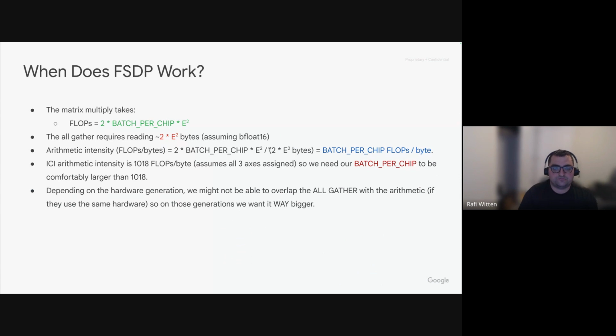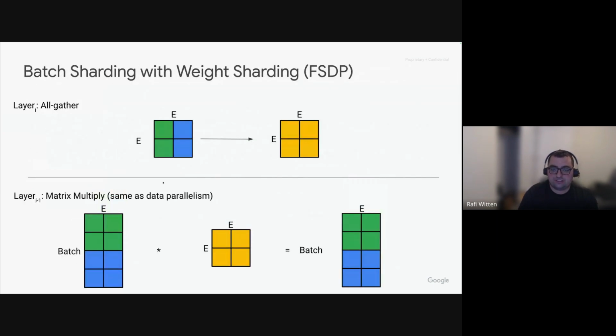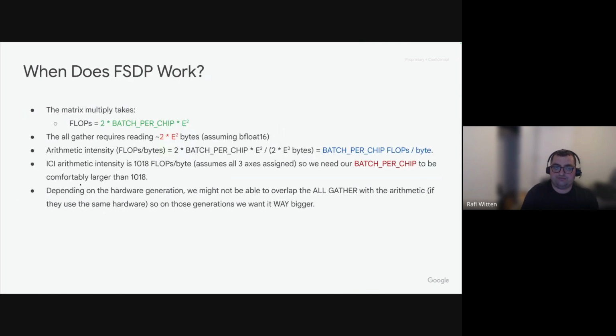So as long as we have our batch per chip bigger than 1,018, we can fully stay flops bound and be fully embarrassingly parallelizable, right? At the same time we do these 2 operations, we are able to do the all gather faster than the matrix multiply. So we're able to stay busy doing the matrix multiply the whole time. That's the magic of FSDP.